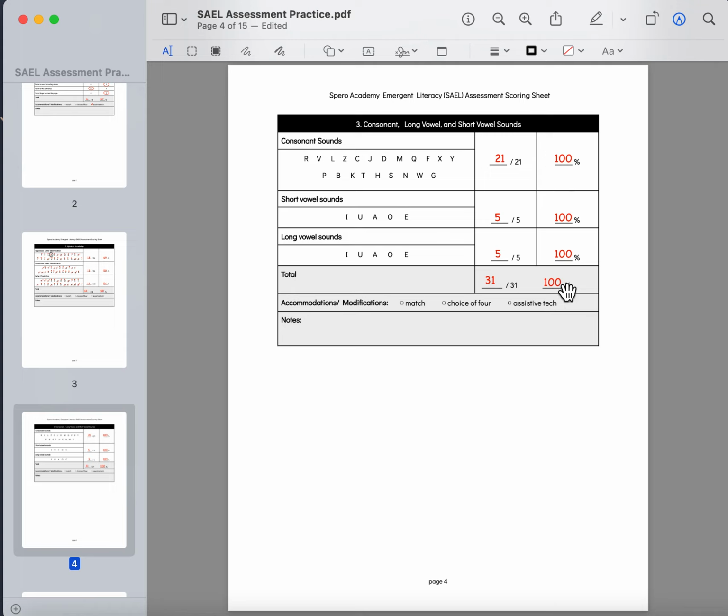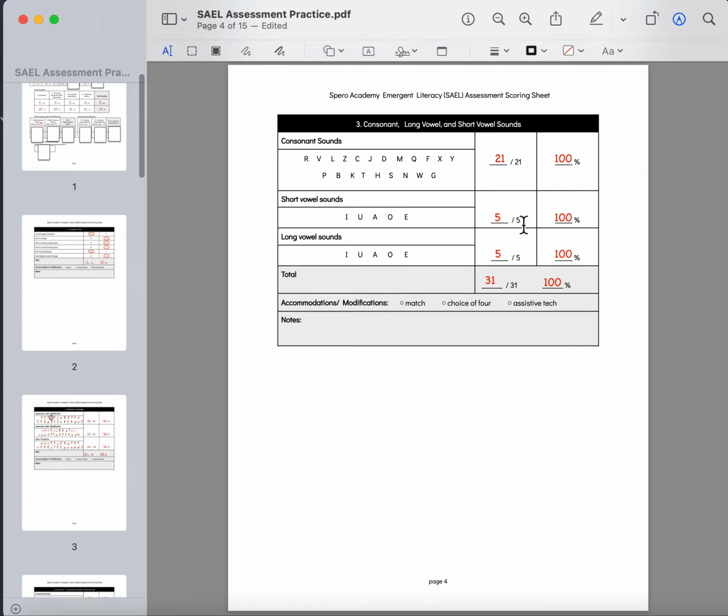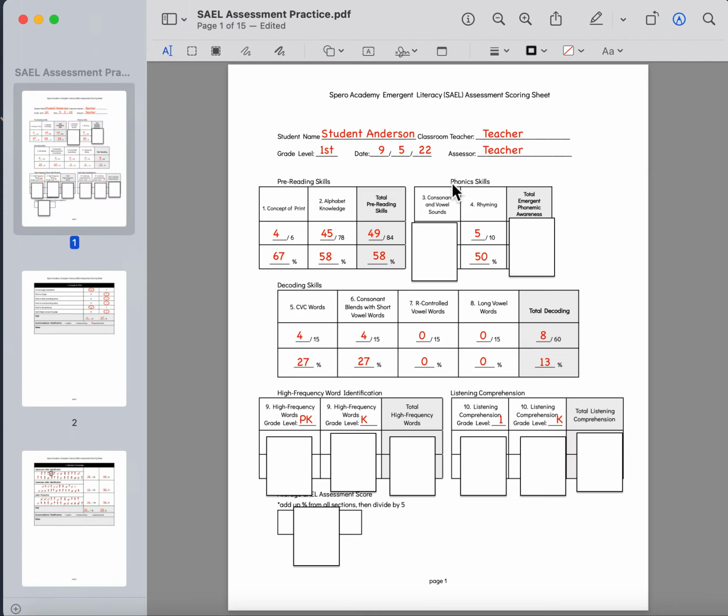31 out of 31 is 100%, because this one only has 21 in it. There's 21 consonant sounds, not 26, 21. And then 5 short vowel and also 5 long vowel. Those are 2 separate. So sometimes when you're scoring this, you might just write 26 or something like that, and then it gets a little wonky. So make sure you're doing that. And then I said that they got 5 out of 10 for the rhyming section. That's 36 out of 41, which is 88%. The next one that I want to show you is the decoding skills.